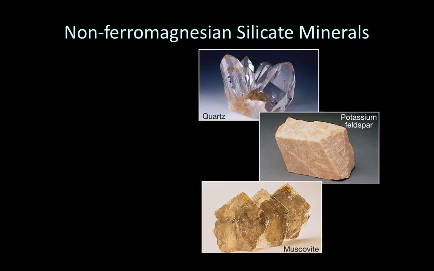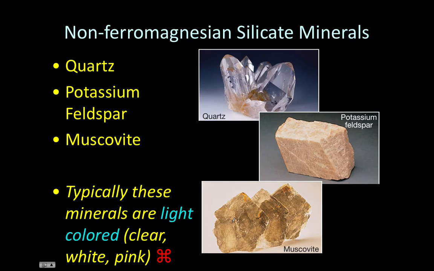The non-ferromagnesian silicates are minerals such as quartz, potassium feldspar, and muscovite. These are typically light in color. They'll either be clear, pink, or a whitish color. When we get to our lecture on this topic, we're going to examine how minerals are grouped into families, and other minerals will be grouped into various families. So we'll see a little bit more about how this is done.